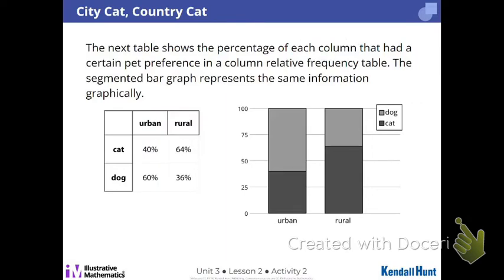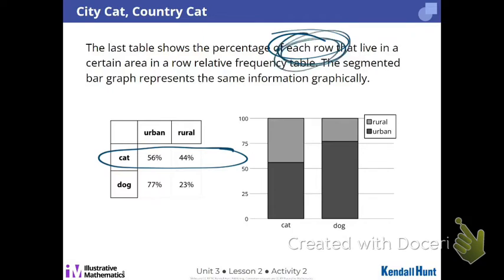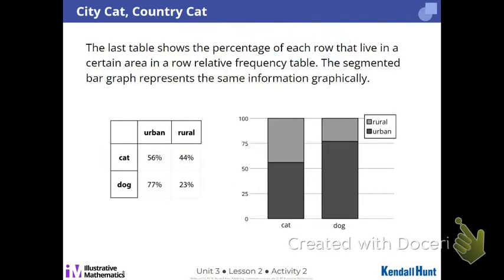Then this last one says row. So as I look at just the cat row, that 56% is of the people who like cats. 56% are in the urban. So would that total come from the 200 if I'm talking about cat people? No, it's coming from the cat people total, not the total of everybody. So you've got to make sure you're looking at row and column in your words to see where these percentages come from.